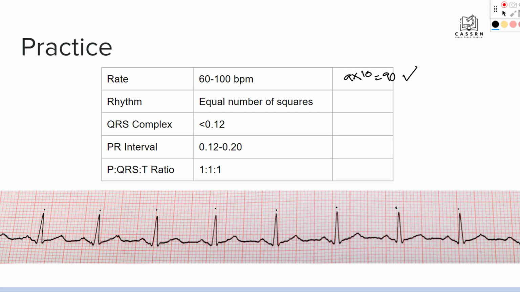So now what we need to do, that same thing, we want to look at our R rhythms, our R to R intervals, and we're going to go down here and count these small squares in between each one.